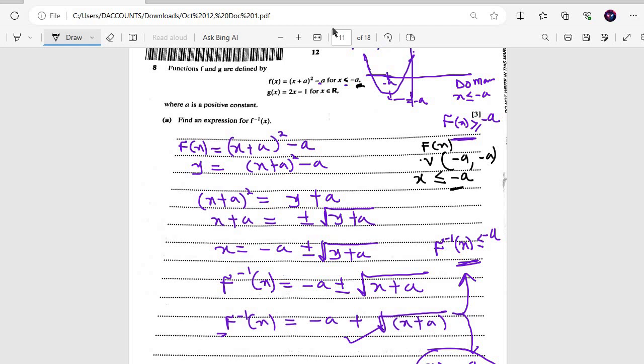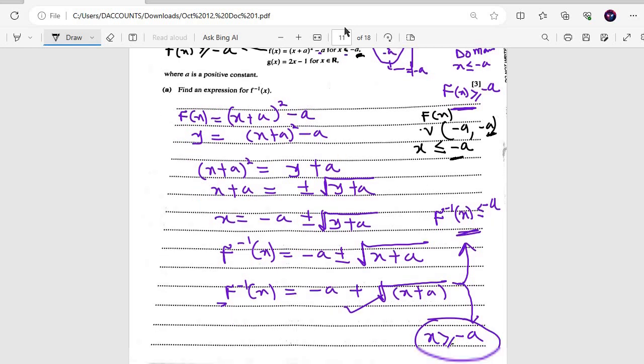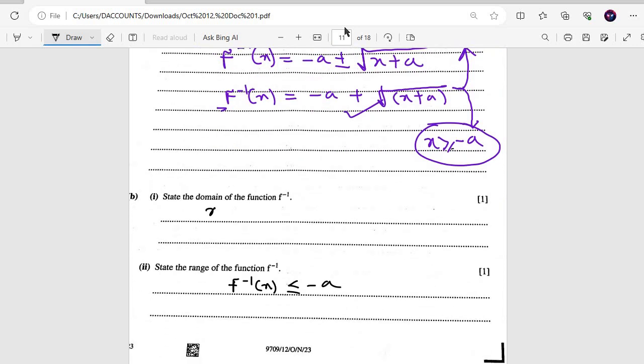To get the range, just look for the value of y at the stationary point. The value of y at the stationary point is minus a. If you check the graph, it is going up, which means the minimum value is minus a, and it's still increasing. So the range of this function is f of x greater than or equal to minus a. That will be the domain of the inverse: x is greater than or equal to minus a. That's it.